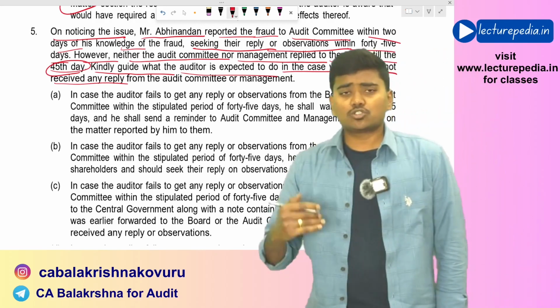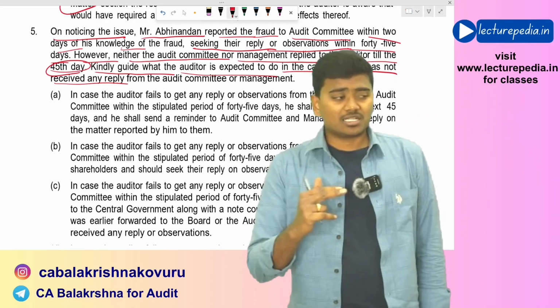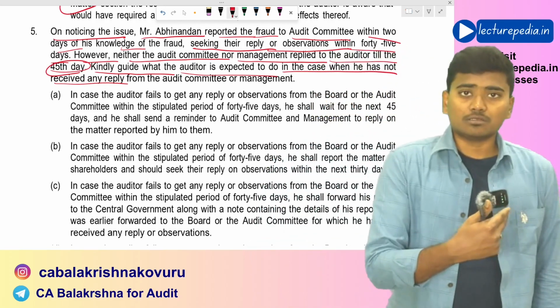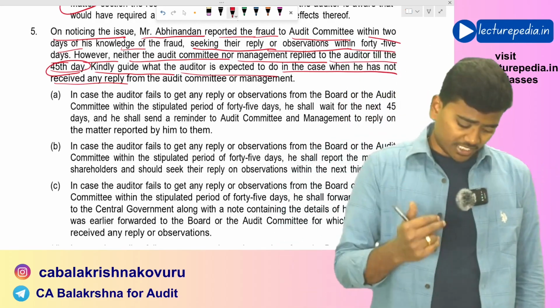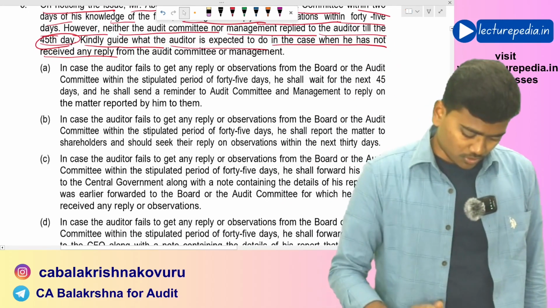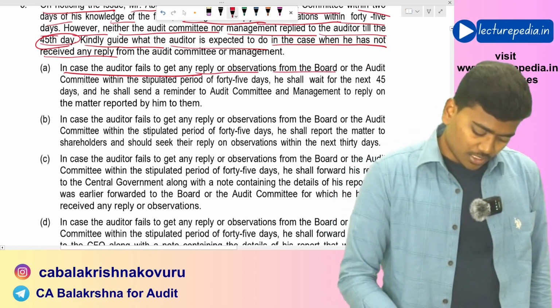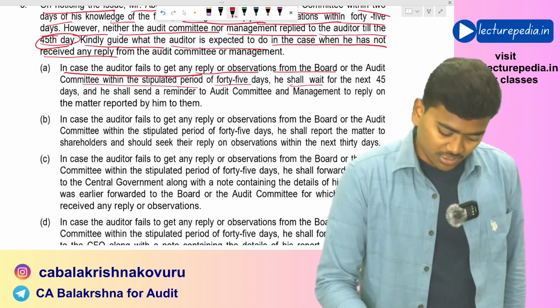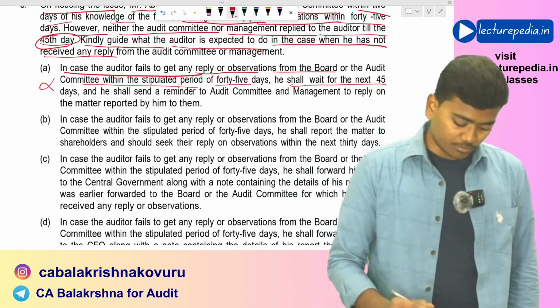Then he needs to immediately forward his report to the central government along with the fact that he has communicated about this fraud to the audit committee, but they have not given any reply. Let us see which option holds good. In case the auditor fails to get any reply or observations from the board within the stipulated period of 45 days, he shall wait for the next 45 days. No, he should not wait. He should immediately submit the report.